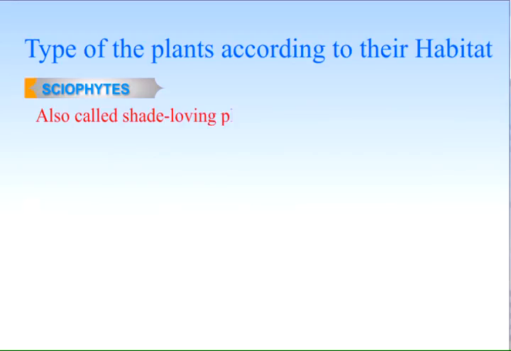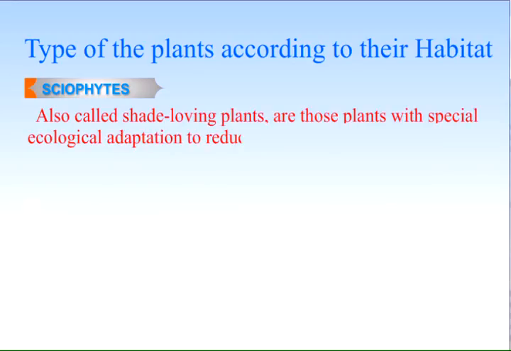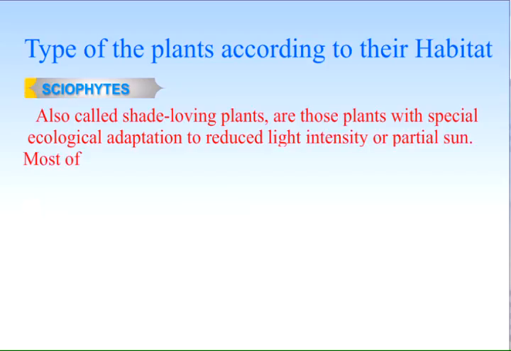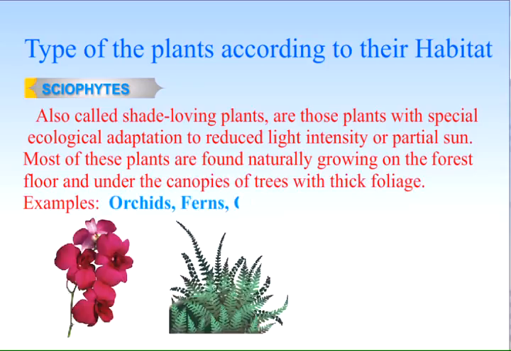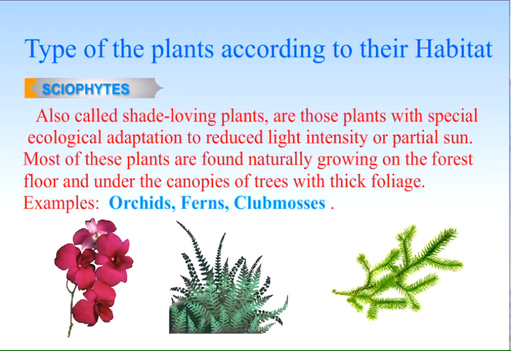Sciophytes, also called shade-loving plants, are those plants with a special ecological adaptation to reduce light and intensity or partial sun. Most of these plants are found naturally growing on the forest floor and under the canopies of trees with thick foliage. For example, orchids, ferns, club mosses, etc.